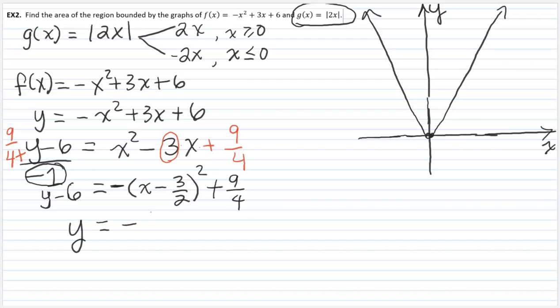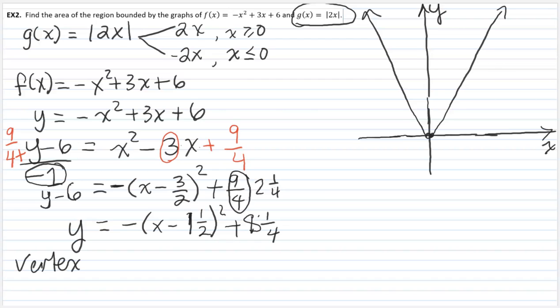So that would be y equals negative x minus 1 and a half, squared, plus this right here, which is 4 and a half. Hello, 9 over 4 is not 4 and a half. 9 over 4 is 2 and a quarter. I don't know what I was thinking. I think I was thinking 9 over 2, but it was 9 over 4. So that's 2 and a quarter. 2 and a quarter plus 6 is 8 and a quarter.